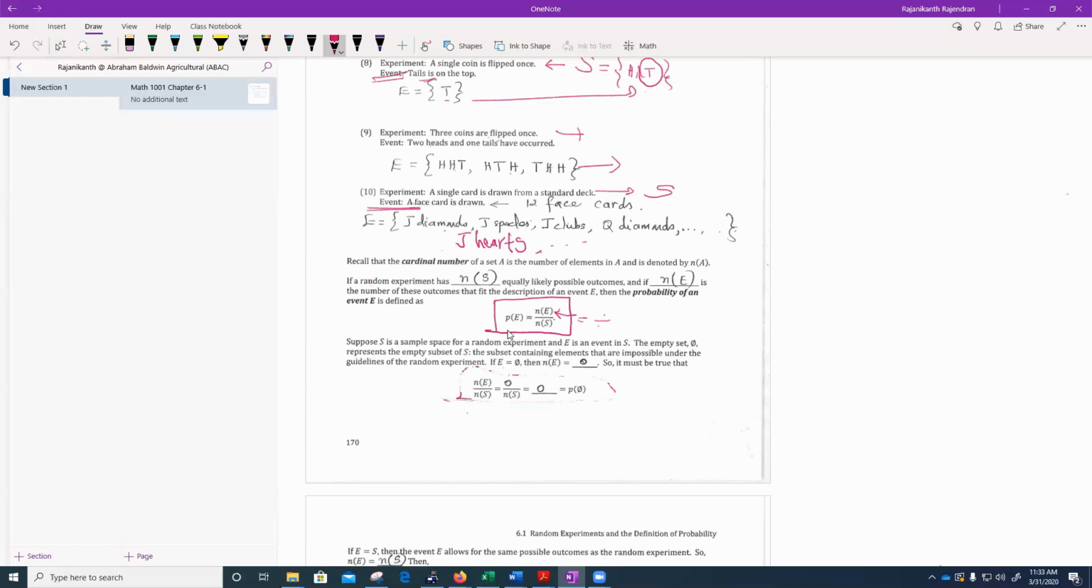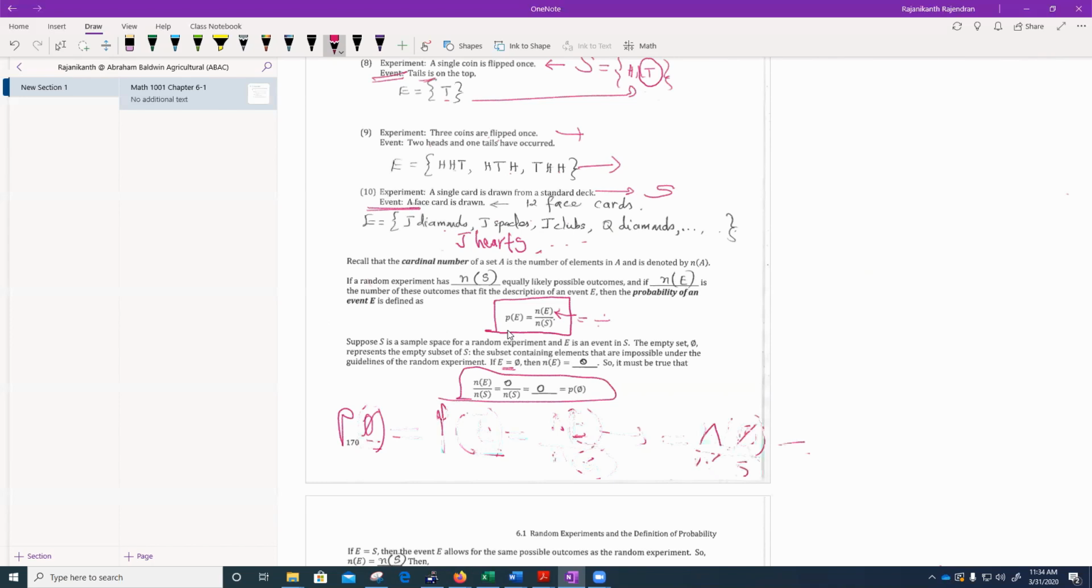Suppose your event E is the empty set. Then the question is, how do you find the probability of the empty set? That means I'm again using this formula, right? This is the formula we are going to use always. But now your event E is empty. That means simply change the letter E to empty. Therefore, P of the empty set will be n of the empty set over n(S).